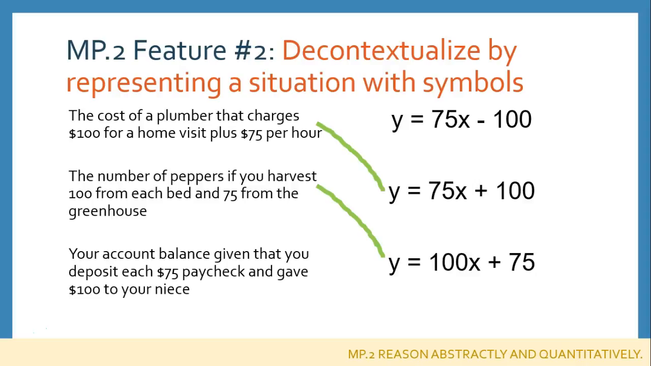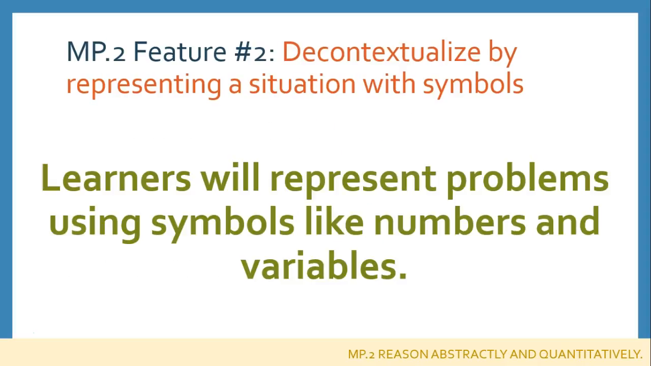Your account balance, given that you deposit each $75 paycheck and gave $100 to your niece, matches 75x minus 100, with x representing the number of paychecks that you have deposited. After completing a similar exercise, you could ask students to write their own equation for a given phrase. By encouraging learners to decontextualize by representing a situation with symbols, you'll find that you will see them more automatically represent problems using symbols like numbers and variables.